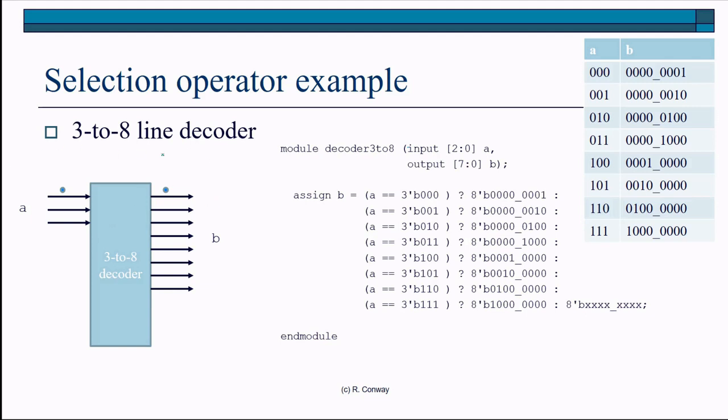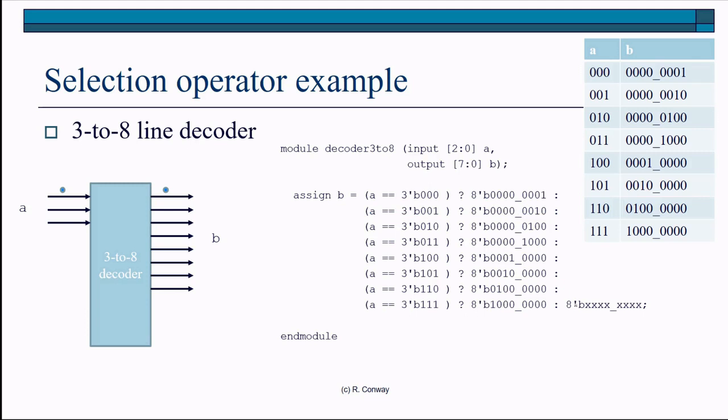We first check to see if A is equal to 000. If that's true, we output these 8 bits. If not, the next check determines if A is equal to 001. If it's true, this is our output, and so on. So we can model our 3-to-8 line decoder in this manner.